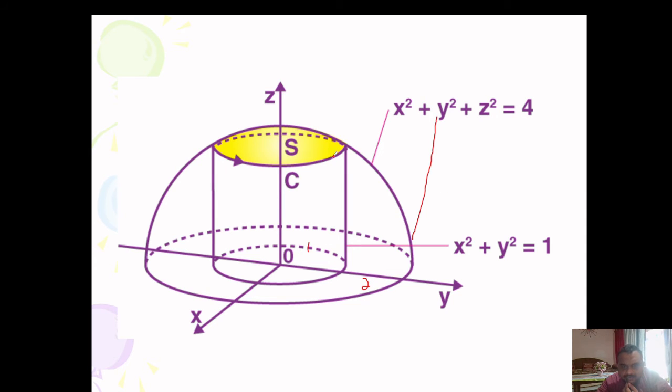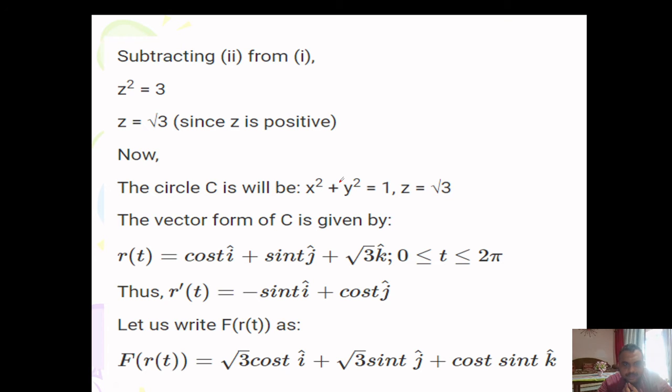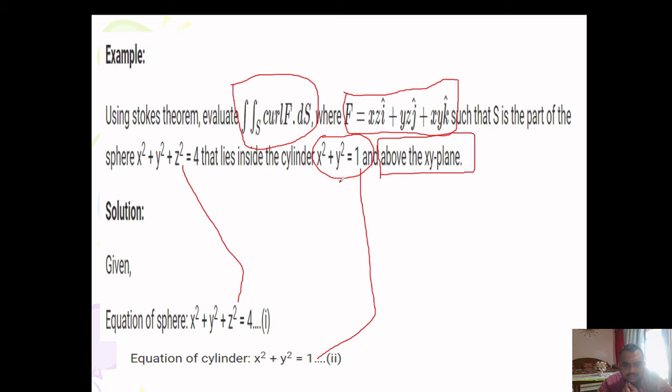Now, what is the surface they are describing above the xy plane? This is the region above the xy plane and within the cylinder. So the part of the sphere within the cylinder, that is the surface. The yellow colored surface is what this means. Okay, now I was subtracting the second and third equations from the first.